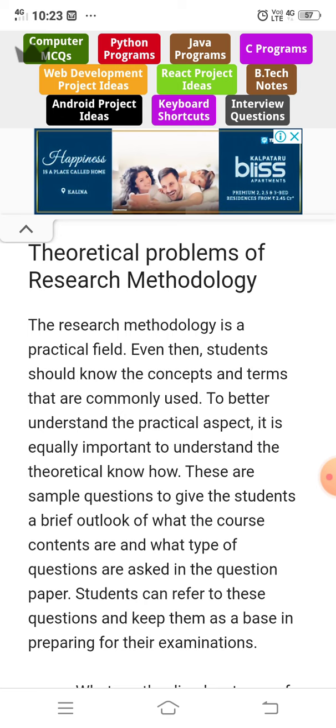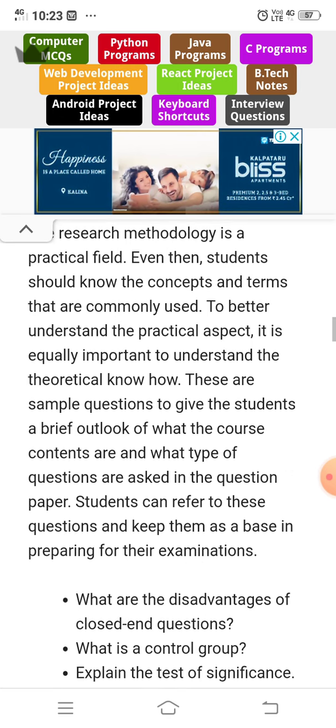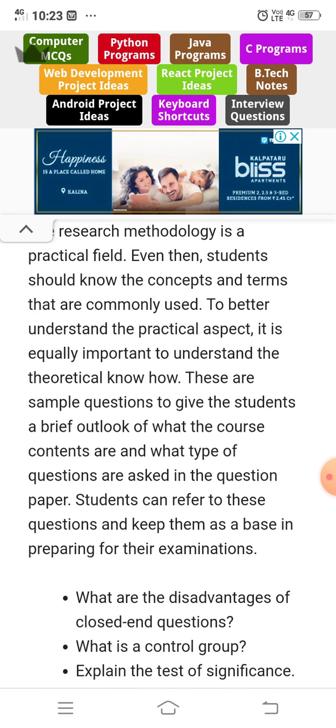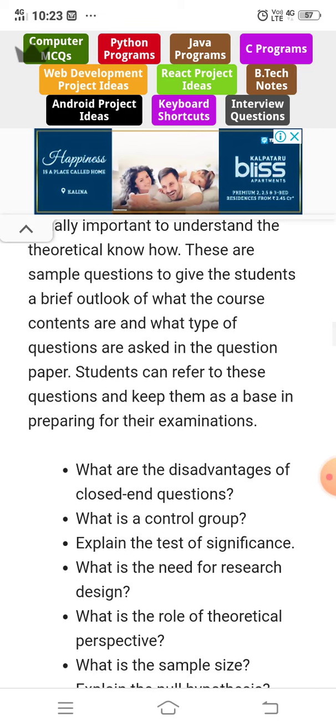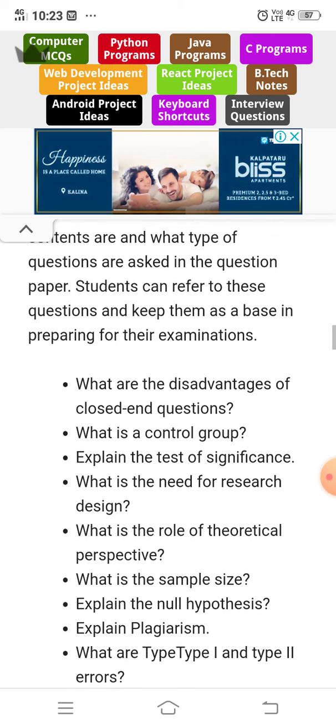These are sample questions to give the student a brief outlook of what the course content is and what type of questions are asked in the question paper. Students can refer to these questions and keep them as a base in preparing for their examination.